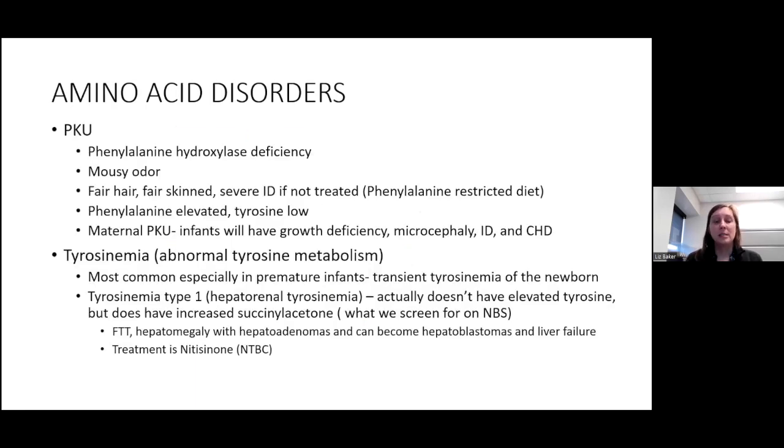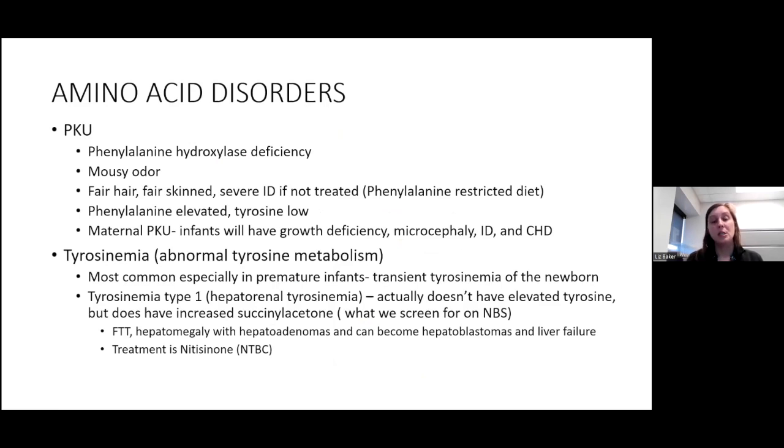Next is amino acid disorders. Some of the more common ones is PKU, which is a phenylalanine hydroxylase deficiency. So you're not able to have phenylalanine broken down appropriately. They all have a specific odor, a mousy odor. They also will have fair hair, fair skin, and severe intellectual disability if they're not treated, which is a phenylalanine restricted diet. The phenylalanine level will be elevated and the tyrosine level will be low.